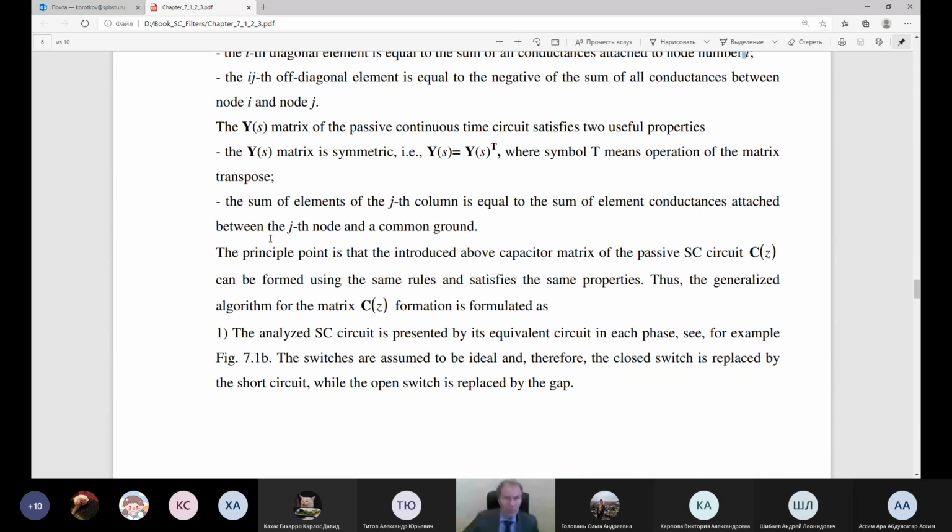So, it is important that we have the last rule, which is the last condition, or we can say property, of the Y matrix, about the summation of the elements. You can see the sum of elements of the Gth column is equal to the sum of element conductances which are included between the node number G and the ground node. You remember this, and from the practical point of view, it is the rule for the verification or validation of the Y matrix when we are talking about practical examples.